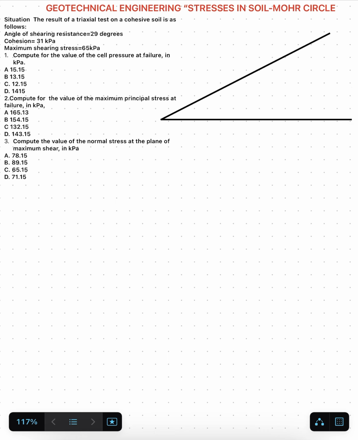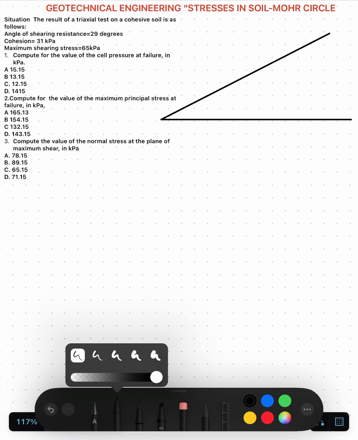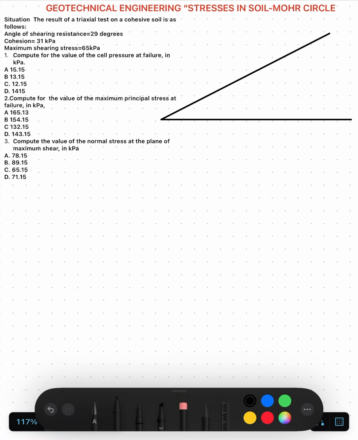Now before we proceed to our solution, we first need to illustrate the problem. As stated, this is a cohesive soil, so we will draw a Mohr circle diagram with cohesion. Just draw a Mohr circle. It's not perfect, but I think it's okay. So here we have our cohesion.